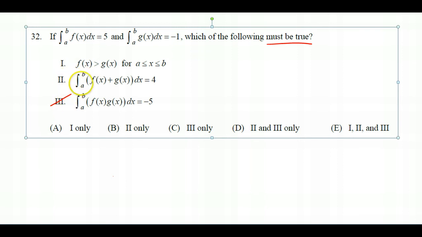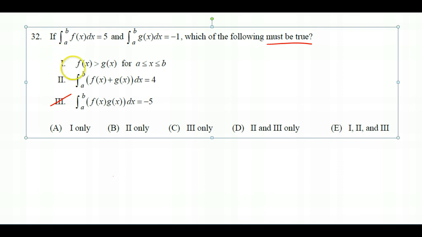Number 2, the integral from a to b of f of x plus g of x dx must equal 4. Well, that must be true because the integral of a sum of two functions can be split into the sum of two separate integrals. So since the integral of f from a to b was 5 and the integral from a to b of g is -1, I can simply add the two solutions together to arrive at 4. So 2 is going to be part of my solution.